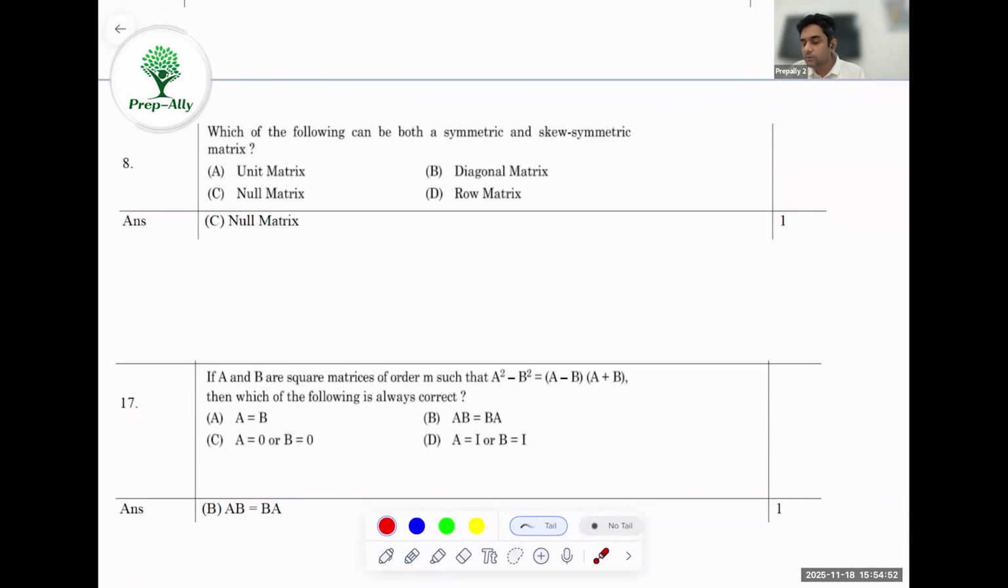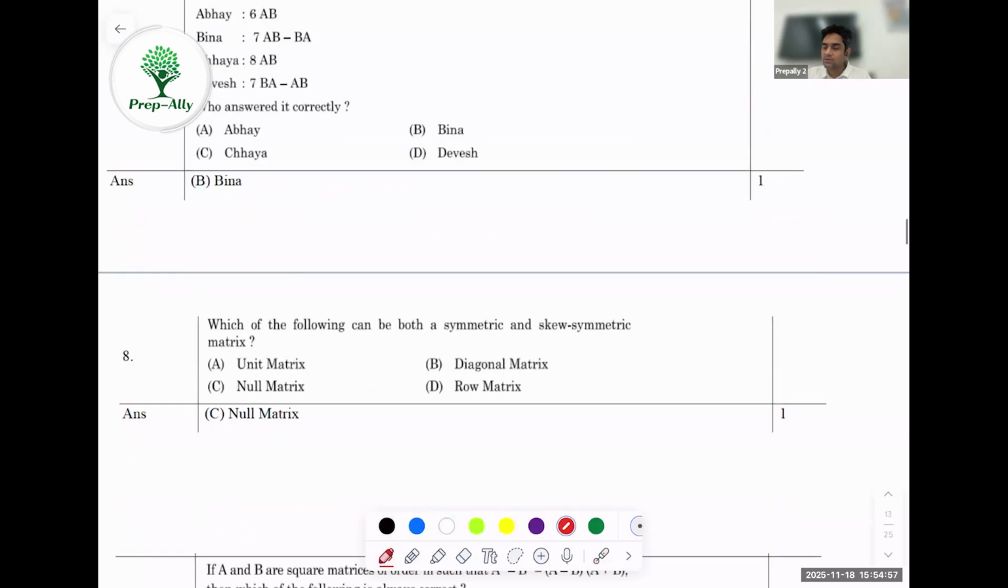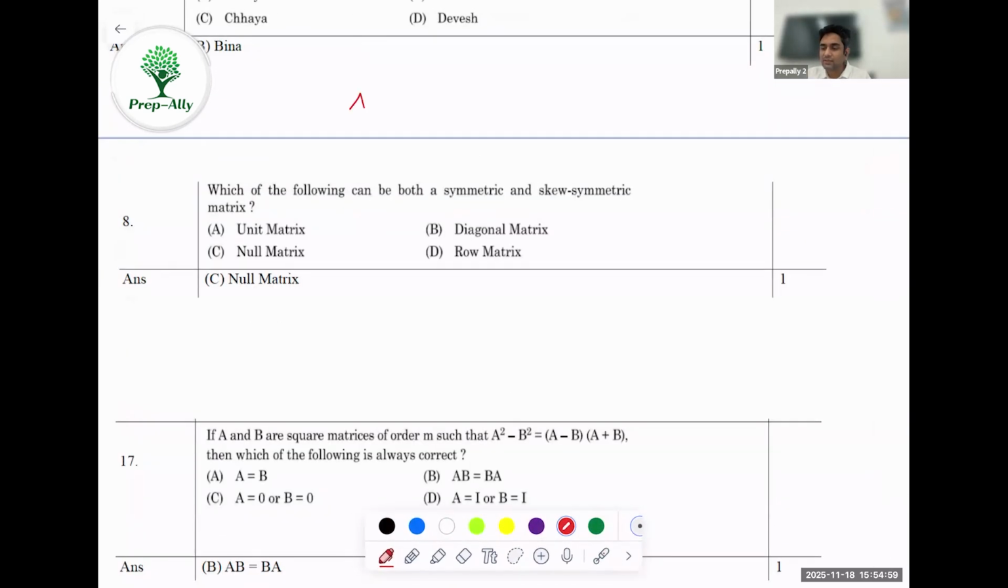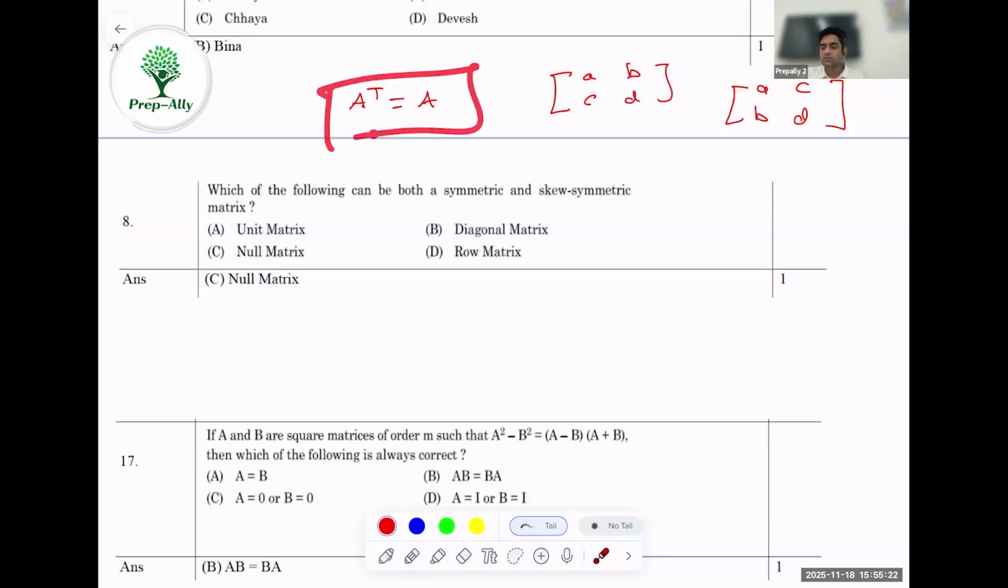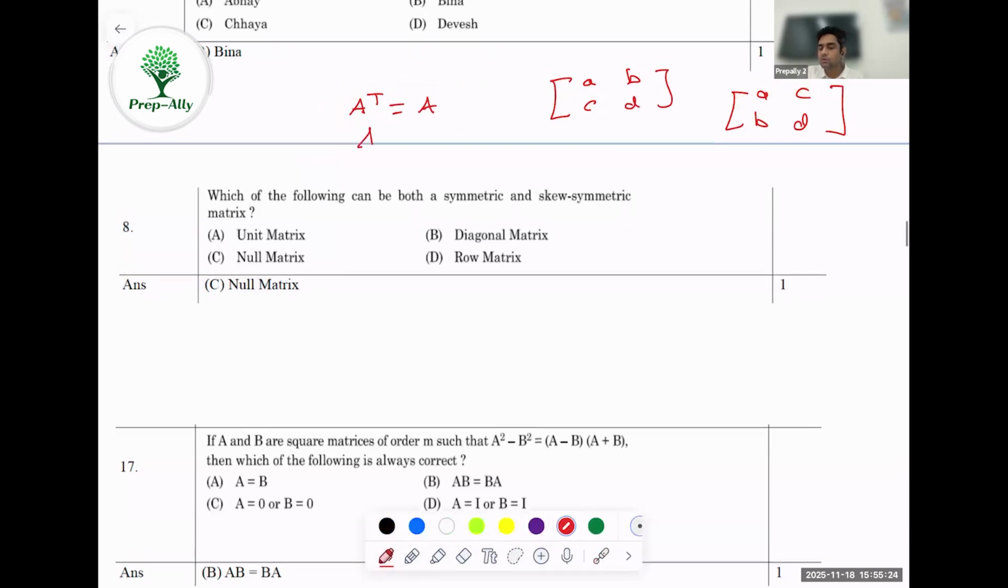Next is which of the following is both symmetric and skew symmetric. Now again, it's definition based. We have talked about this. Symmetric is what? Symmetric is if you take the transpose of a matrix, you get the same matrix back again. Transpose is basically interchanging its rows and columns. If I have a matrix A, B, C, D, I've interchanged the first row with the first column and the first column with the first row. That's called transpose. So this is the condition for a symmetric matrix, and this is the condition for a skew symmetric matrix, that the transpose should be equal to minus A.